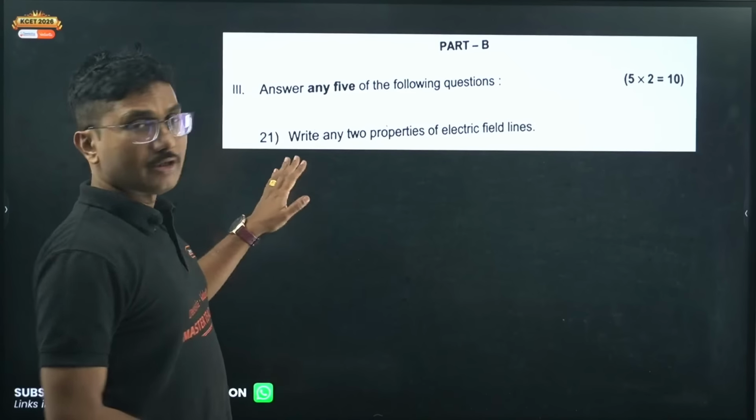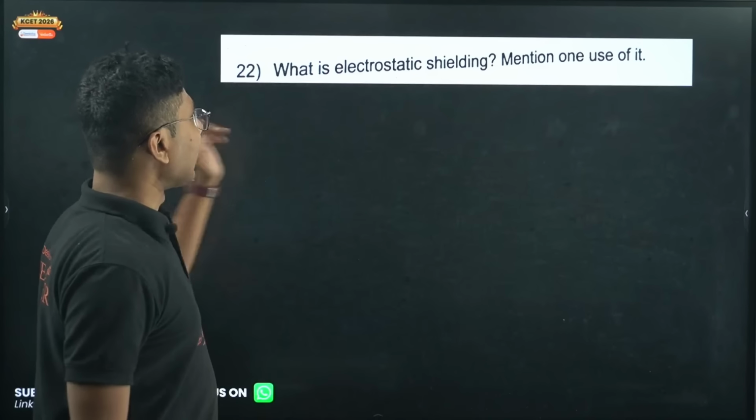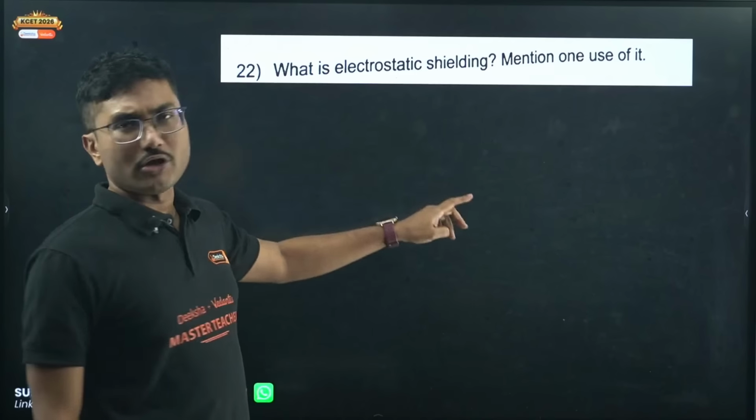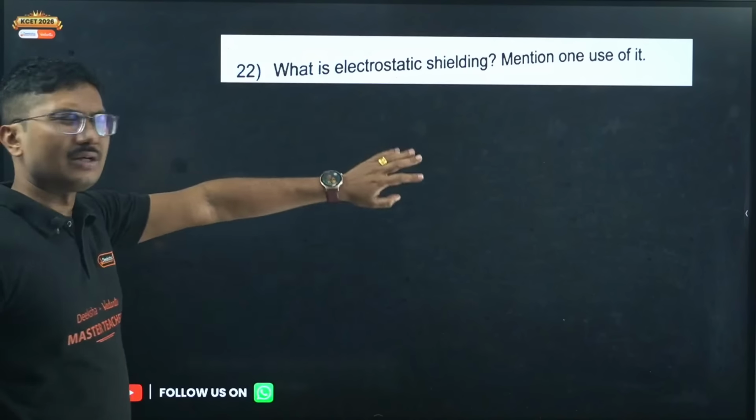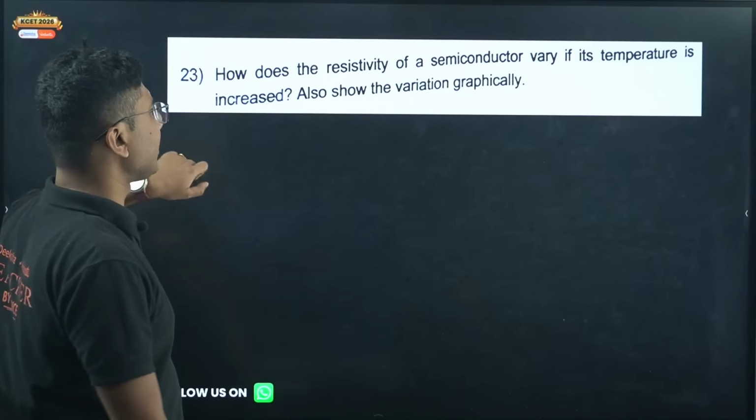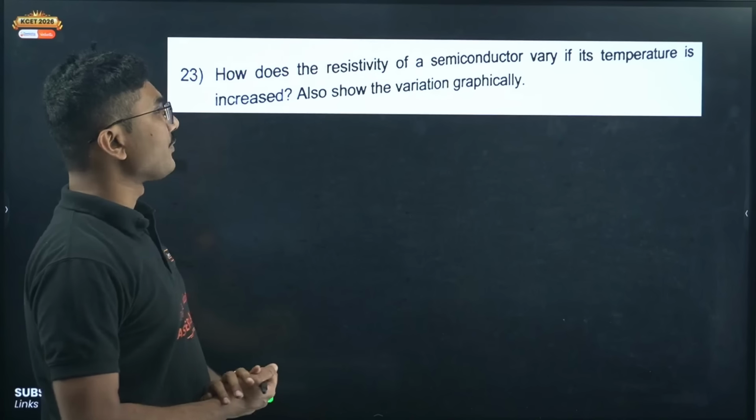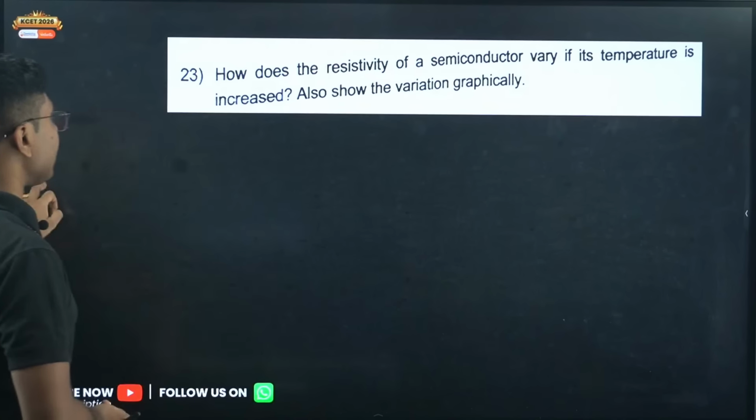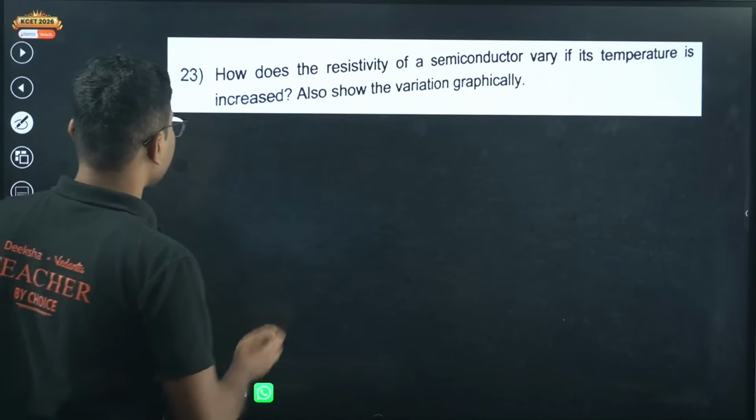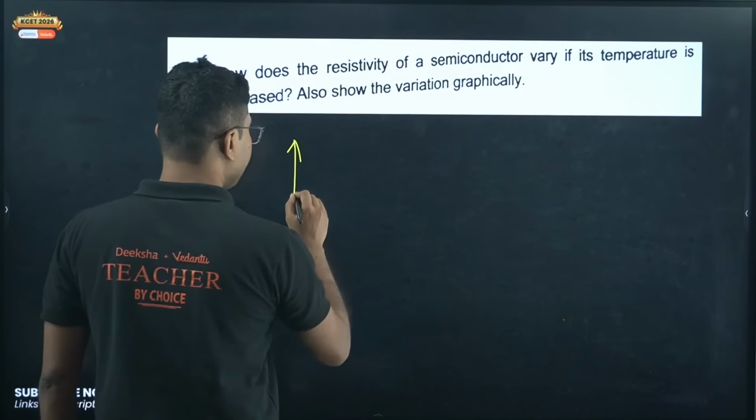Now properties of field lines, common. What is electrostatic shielding? Mention one use of it. Slightly tricky but easy question, slightly uncommon but easy question. How does the resistivity of a semiconductor vary if its temperature is increased? Remember, with temperature increase, resistivity decreases.